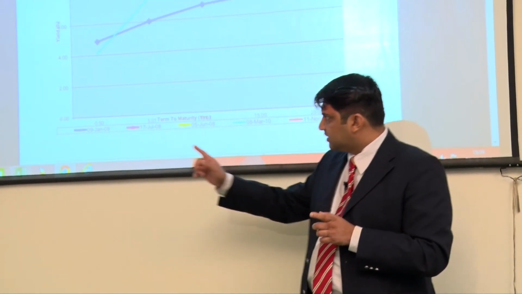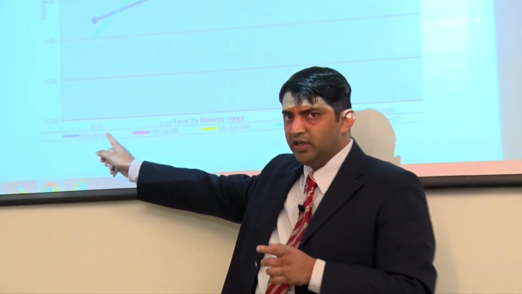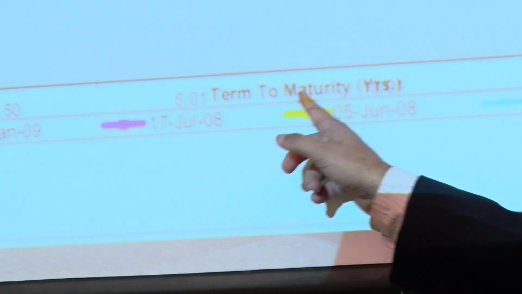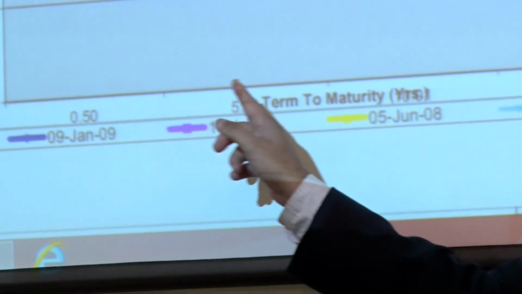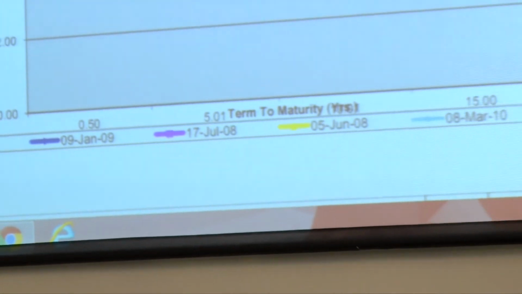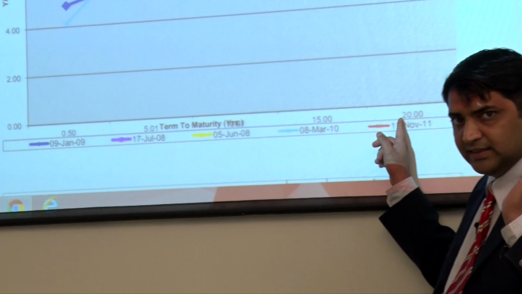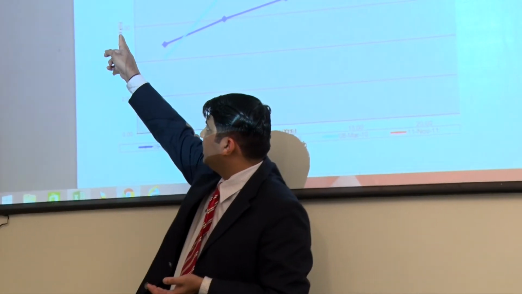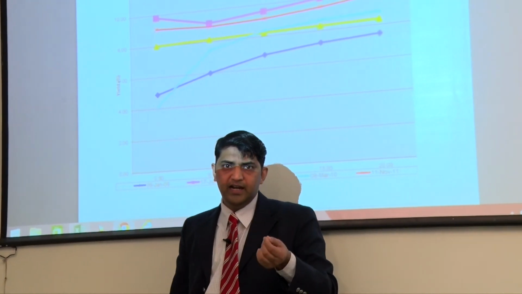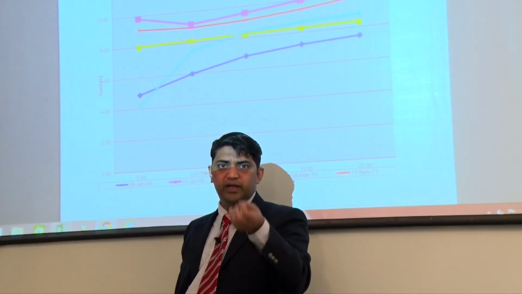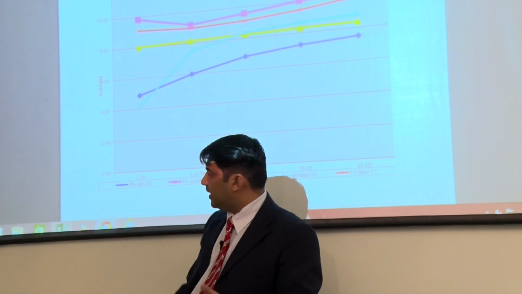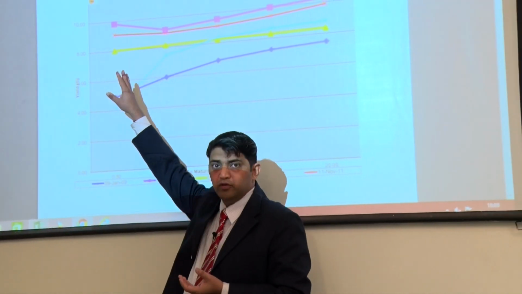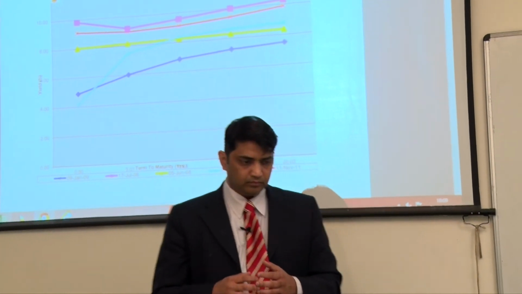And when we plot a chart, which on the x axis has got term, so here we have 0.5 years, 5 years, here we have written term to maturity. So 0.5 years, 5 years, 10, 15, 20 years. So on the x axis we have got the time, and on the y axis we have got the yield in percentage. Now the yield is the return expectation of the investor or of the market participant. 0, 2, 4, 6, 8, 10, 12%, up to 12% we have got.